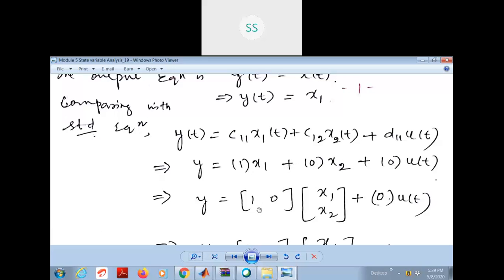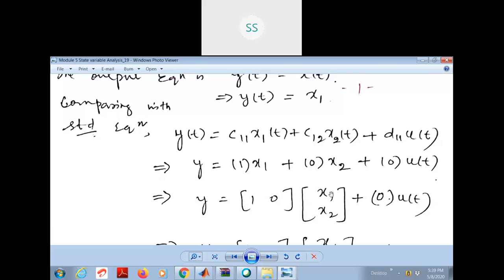Now this y equation should also be decomposed like this. y equal to, write only the coefficients, 1 and 0. This is matrix C, with one row and 2 columns. That's why it is a P cross n matrix, where P is 1 and n is 2. n is the number of state variables, so the number of columns equals the number of state variables. That's why y equals 1, 0 into x1, x2. Just multiply and you'll get back the same equation.